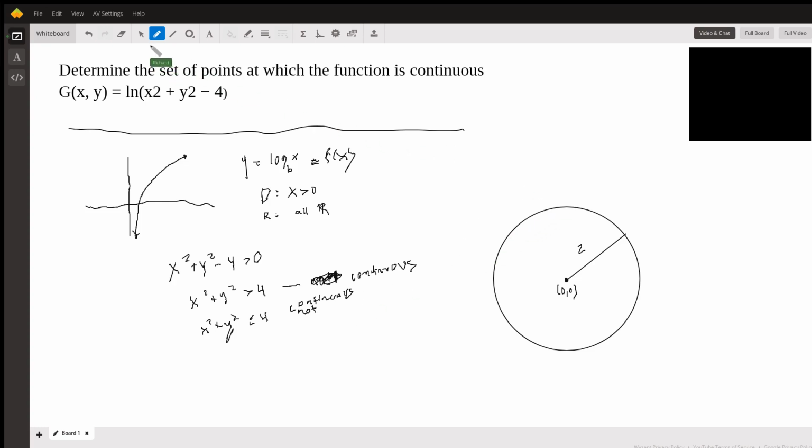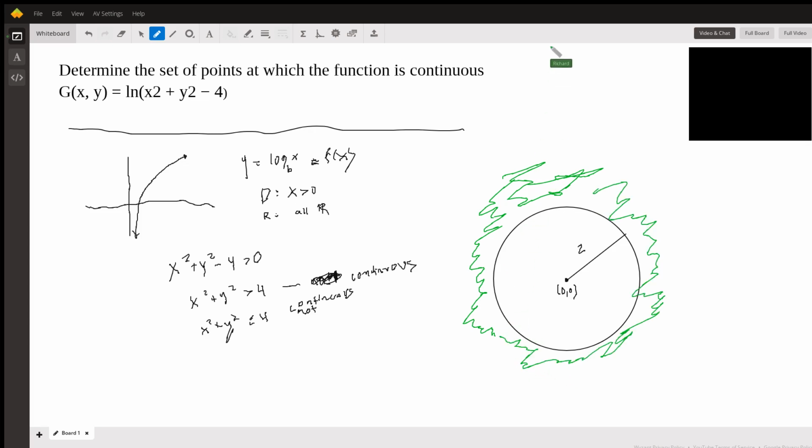So the solution region would be everything but this. If we were to look at this visually, anything outside the circle, the function is continuous anywhere outside the circle. Okay, because it's continuous whenever the argument's greater than 0, the argument's greater than 0 when x squared plus y squared is bigger than 4, which is where it's outside the circle.